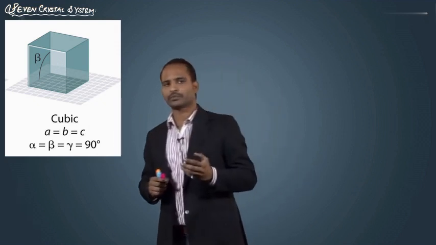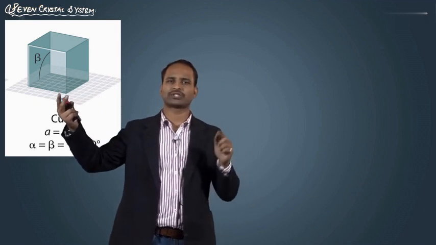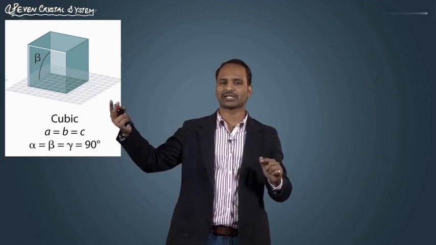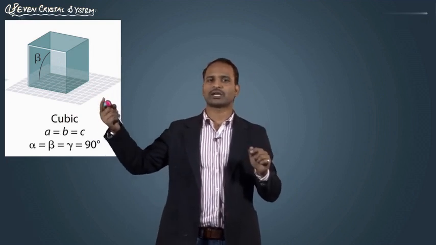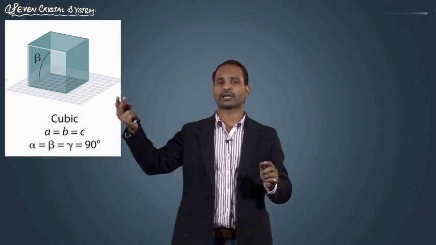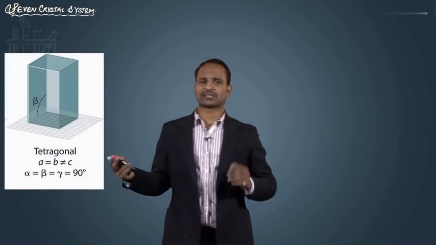Once I get a unit cell, I measure the sides A, B and C, and I come to know that A equals B equals C. And for the angles alpha, beta and gamma, I come to know that they are all equal to 90 degrees. So we can call it a cubic cell. The second one is the tetragonal.